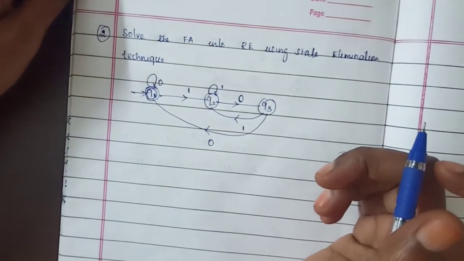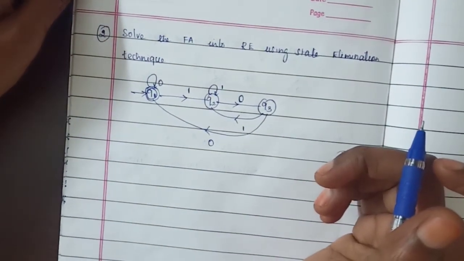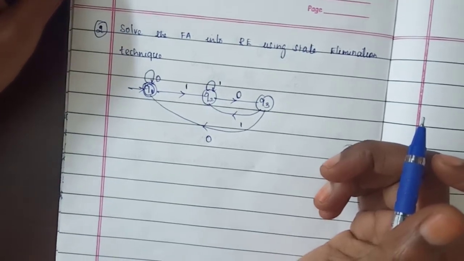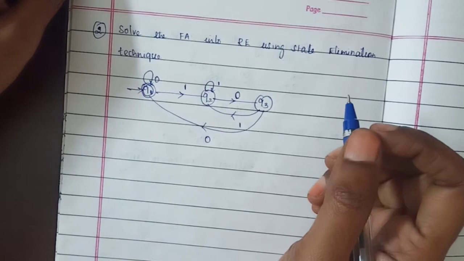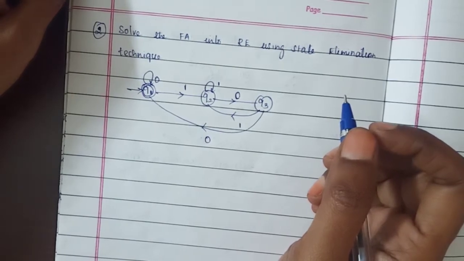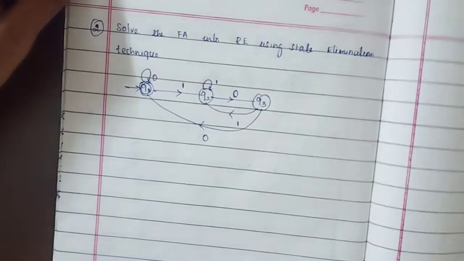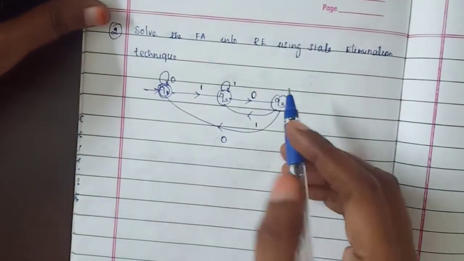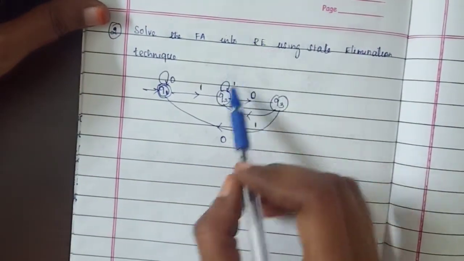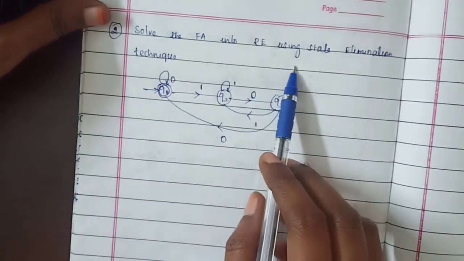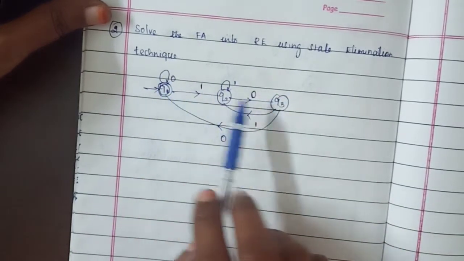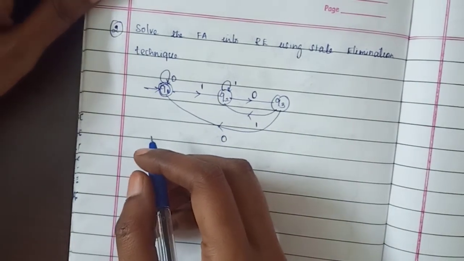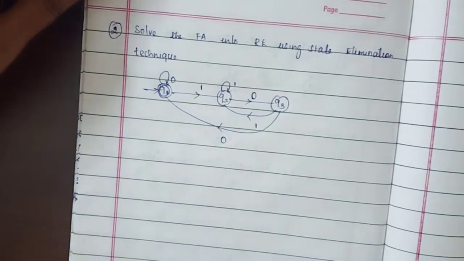Welcome to the session. Now we are going to see the state elimination technique and solve the given finite automata into a regular expression. The problem here is this state transition diagram. For this finite automata, we need to find a regular expression, and for this we have to use the state elimination rules.